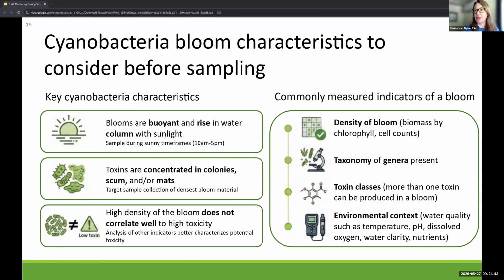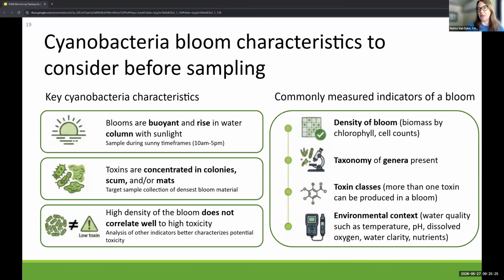And although blooms can appear very dense, sometimes ugly, quite odorous, that density doesn't always correlate well to having toxin production. But it is the most conservative approach to target the most dense material. So you're most likely to collect a sample that's representative of that potential toxin production. And then sadly, we can't visually estimate the toxin production, right? We can see them and the plume density, but we need to send samples to the laboratory to analyze for that toxin concentration.